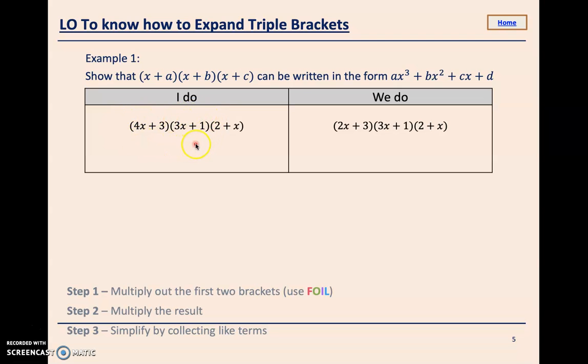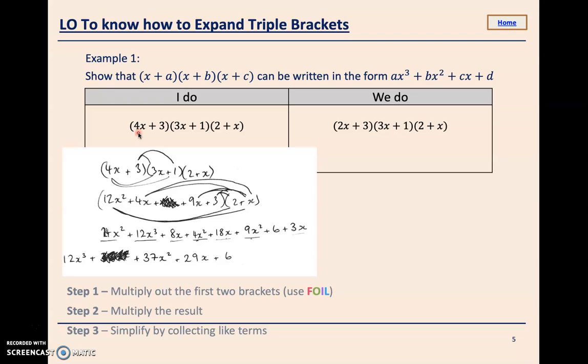Now the FOIL method, this was new to me, but it's quite interesting. F stands for first, so we do 4x times by 3x, the first terms in each bracket. Then the O, the outer, so we go for the 4x times by the 1. See how they're both the outer terms in our brackets. Then we go for the inner, so 3 times by 3x. And then the last, so 3 times by the last in the second bracket, which is the 1.